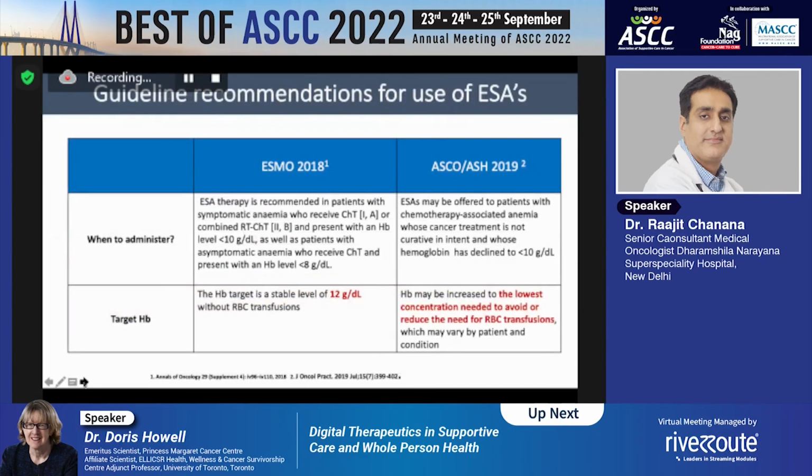So when to administer ESA? So ESA therapy is recommended in patients with symptomatic anemia who receive chemotherapy or combined radiation chemotherapy and present with an HB of less than 10. It may be offered to those patients with chemotherapy-associated anemia whose cancer treatment is not curative in intent and HB is less than 10.